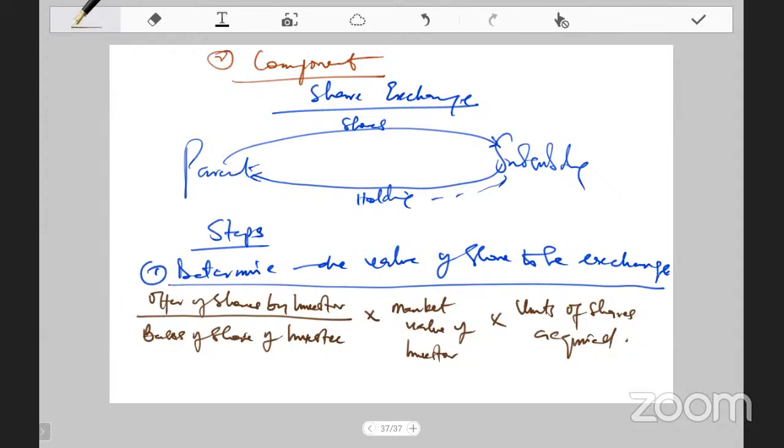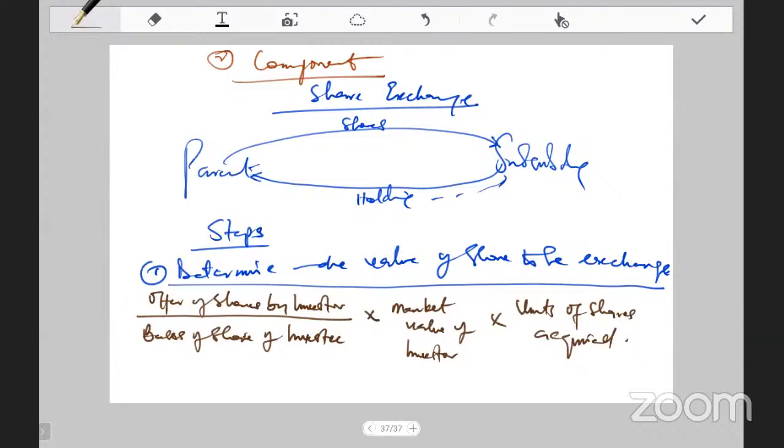Offer of shares by investor divided by basis of shares of investee, times market value of shares of investor, which is the parent. Now let me explain it one by one, then I'll give you a scenario.